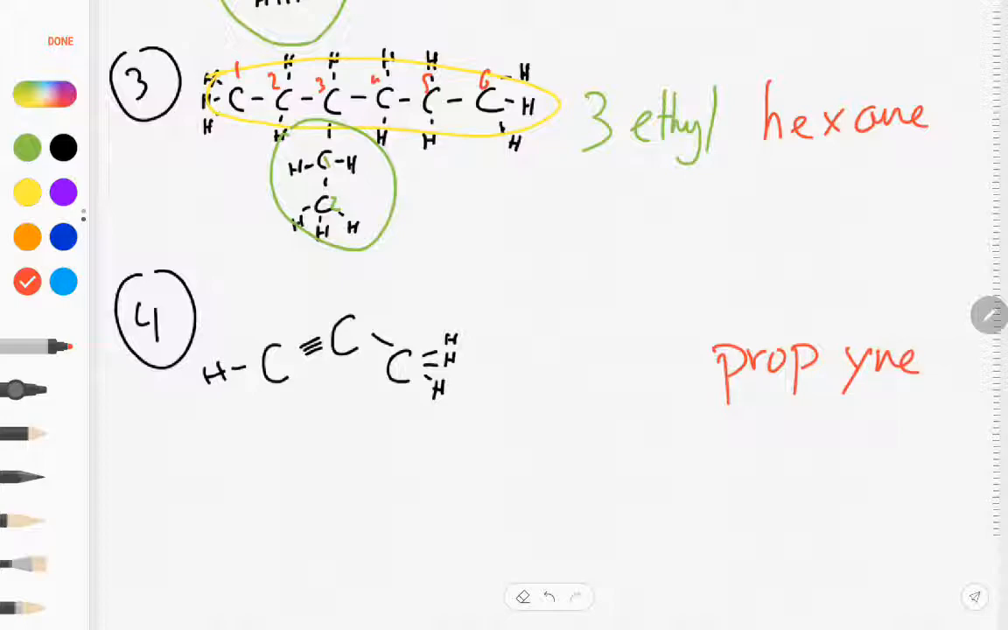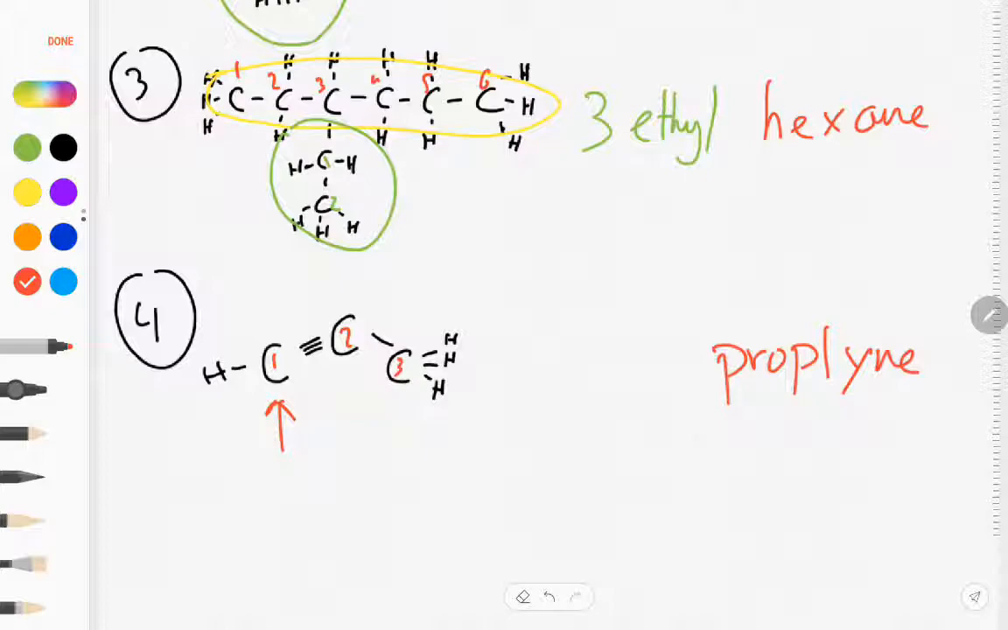Now notice how I left a space here. Because you have to tell me where that triple bond is. Now, for that, you have to number these carbons. 1, 2, 3. There you go. So what carbon does the triple bond start on? Well, it starts on the carbon number 1. So this is prop-1-yne.